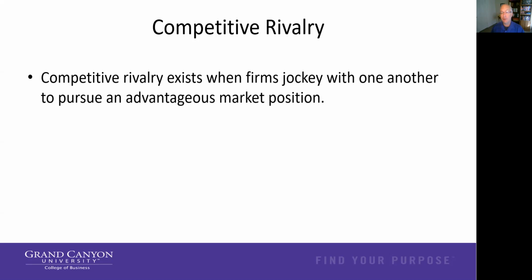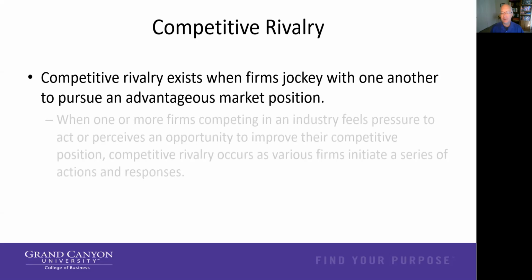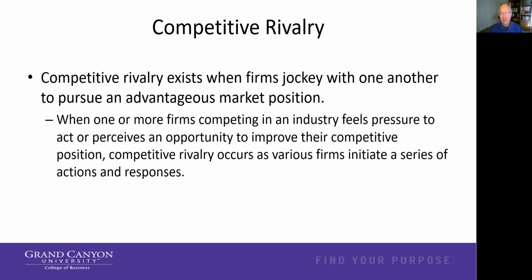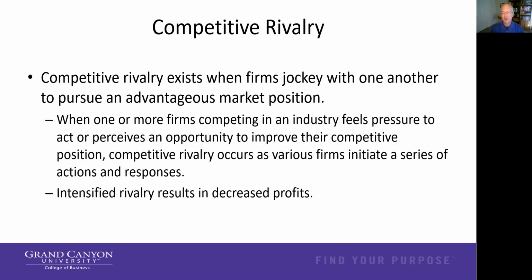Competitive rivalry exists when firms jockey with one another to pursue an advantageous market position. When one or more firms competing in an industry feels pressure to act or perceives an opportunity to improve their competitive position, competitive rivalry occurs as various firms initiate a series of actions and responses. And research findings show that intensified rivalry within an industry results in decreased average profitability for firms competing in it and supports the importance of understanding these effects.